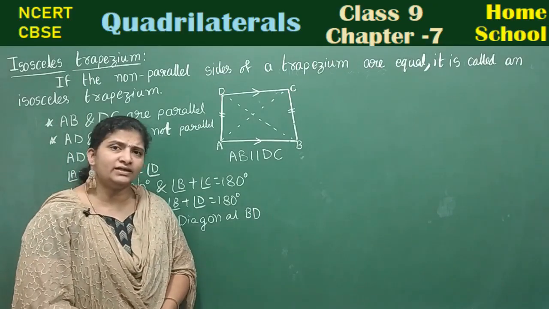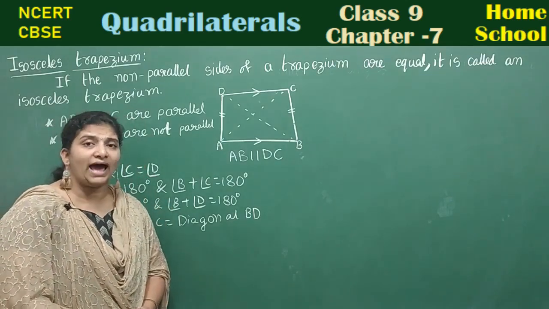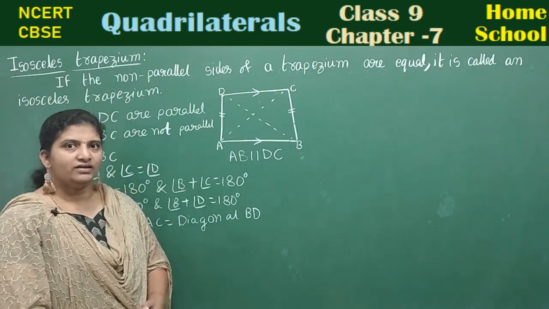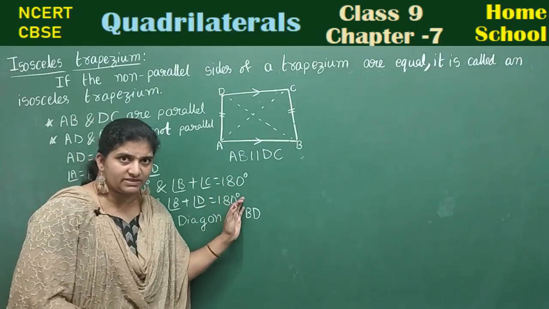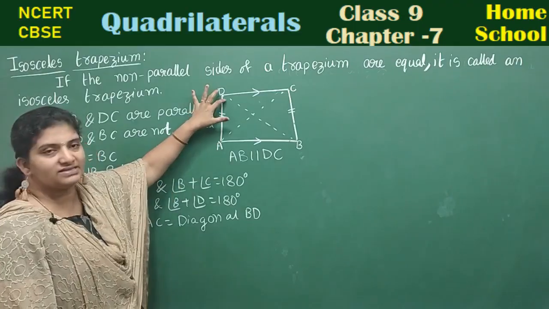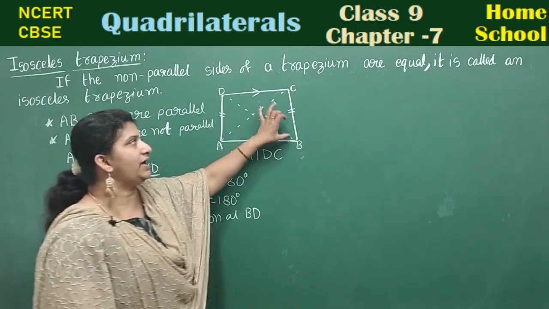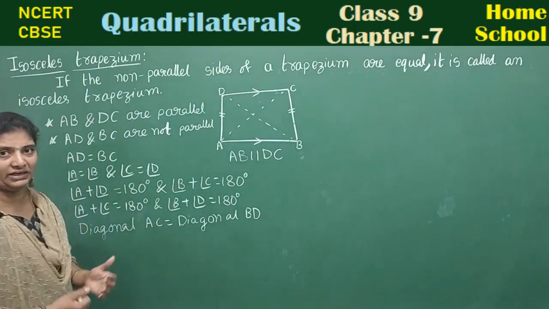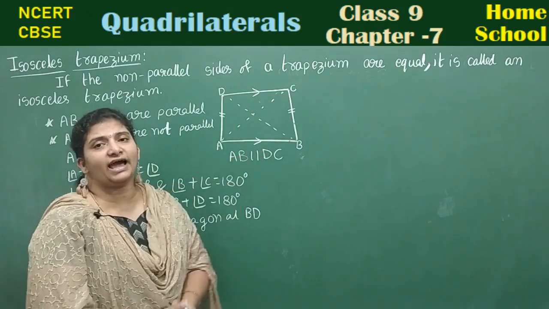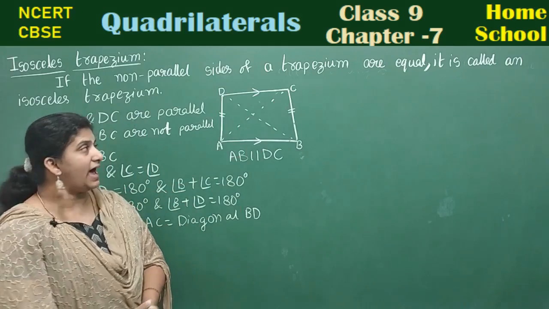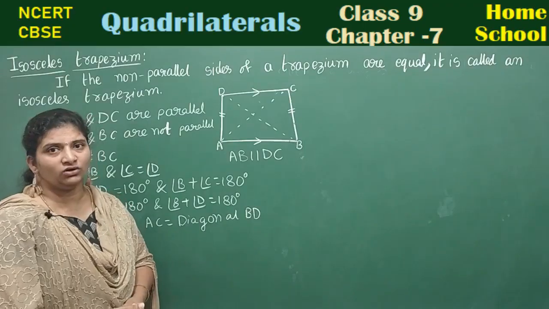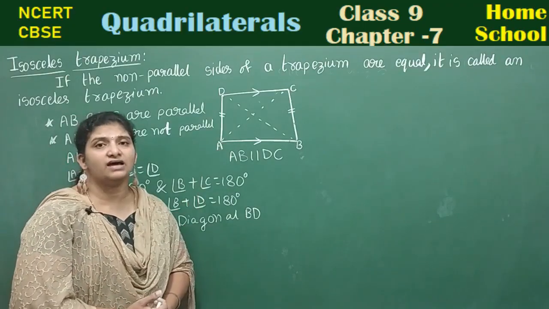And what we have seen in the trapezium, the sum of the consecutive angles created by the non-parallel sides is equal to 180 degrees. The same point is applicable for the isosceles trapezium also. That is, the consecutive angles of a non-parallel side: angle A plus angle D is equal to 180 degrees, angle B plus angle C is equal to 180 degrees. And one more point we need to remember is that the sum of opposite angles is supplementary. That means angle A plus angle C is equal to 180 degrees and angle B plus angle D is equal to 180 degrees. And then the diagonals are equal.